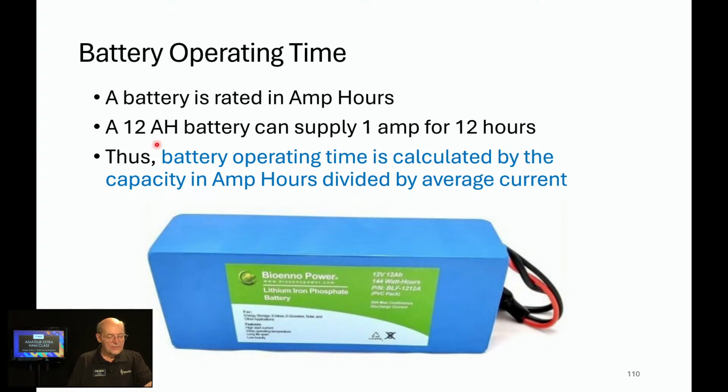So if you can get the idea that it's the amp hour rating of the battery divided by the current that you're using, that gives you the number of hours of operation. So then here it is in the context of the pool. Thus, battery operating time is calculated by the capacity in amp hours divided by the average current that's being used. It'll tell you how long the battery will last. It's a little hard to calculate because if you're using it for a Parks on the Air activation, for example, sometimes you're transmitting, sometimes you're receiving, so you can't calculate that precisely because you don't know what the transmit versus receive ratio is, but this is how it's done.